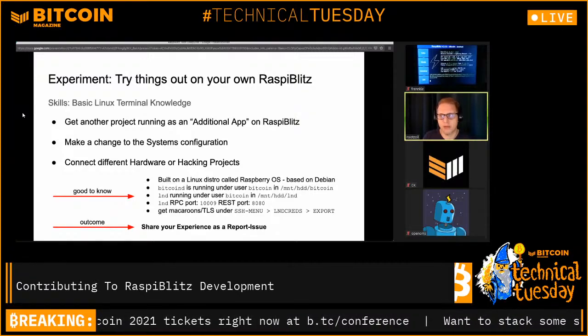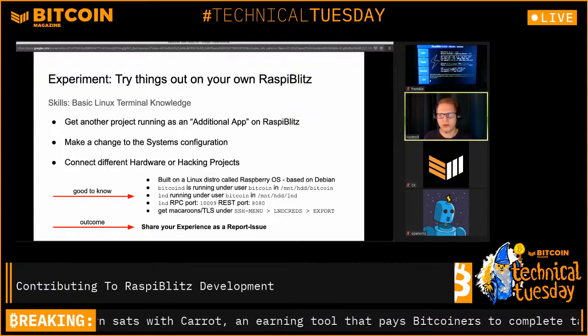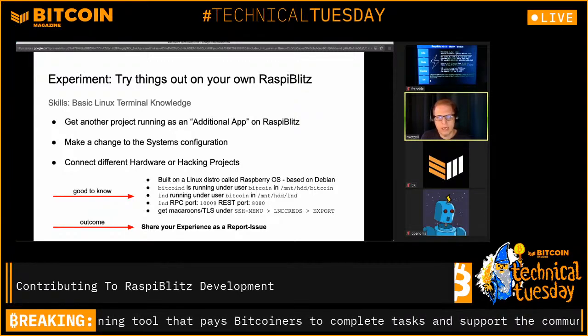So now let's level up a bit. The next level is the experiment. You have this Raspiblitz there. You can log in per SSH, and then if you exit to terminal, you have a console, and you can do whatever you can normally do with a Linux system.